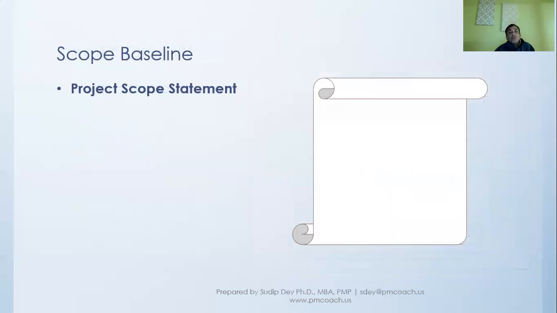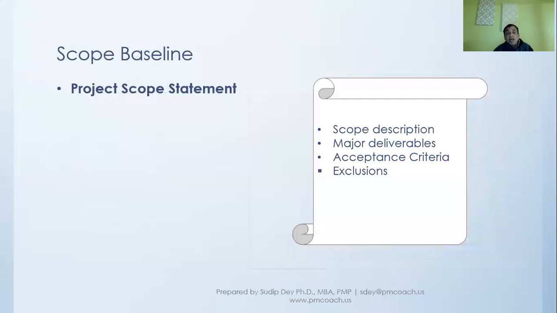Now, once we have arrived at the work packages, we come up with the scope baseline. And the scope baseline has different components. One is what we arrived at in our define scope process, and that is the project scope statement. In the project scope statement, what we've seen was we have the scope description, the major deliverables we talked about, the acceptance criteria, and the exclusions. This is what we talked about as included in the project scope statement.